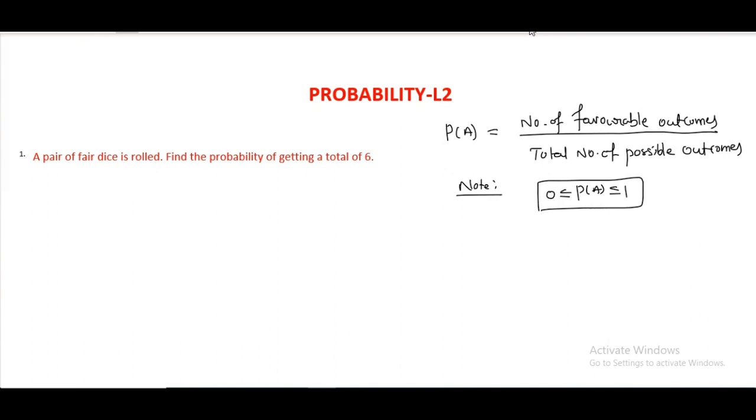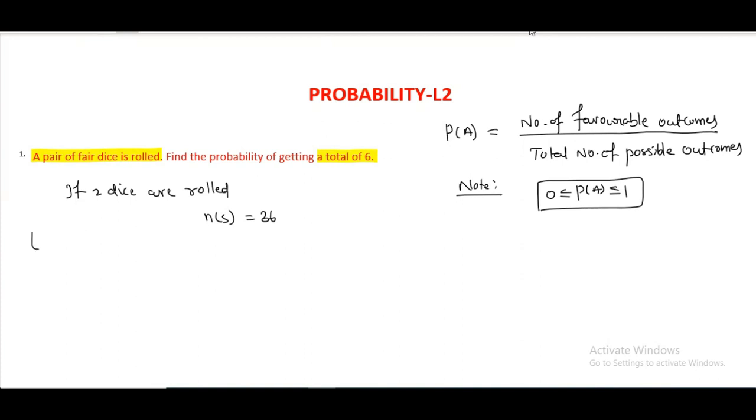So let's see the first problem. A pair of fair dice is rolled. Find the probability of getting a total of 6. So we know very clearly if two dice are rolled, the number of elements in the sample space is 36. Right? That means n of S is equal to 36.